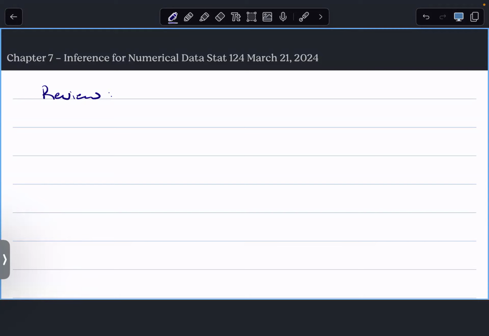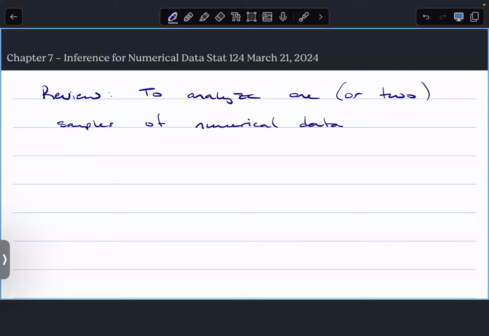And so let's see here. To analyze one or two samples, which we haven't seen yet. That's why I'm putting it in brackets. One or two samples of numerical data, we use the t-distribution.